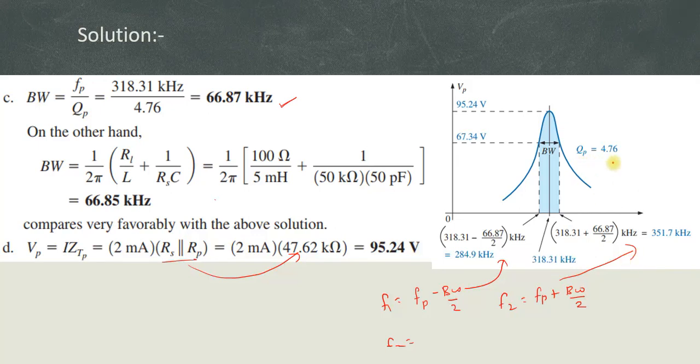In general, if it is a series circuit, we go for the assumption of QL equal to around 100. The quality factor is 100. When we use Rs, automatically that quality factor is reduced to 4.76. It is the important conclusion made in this problem.